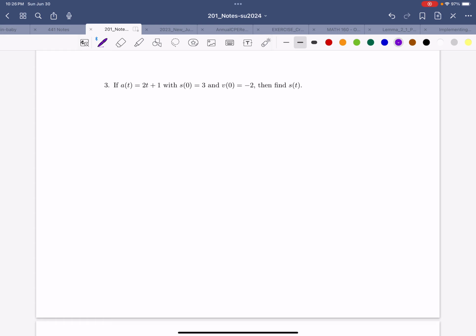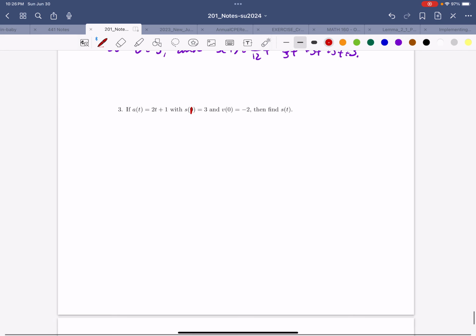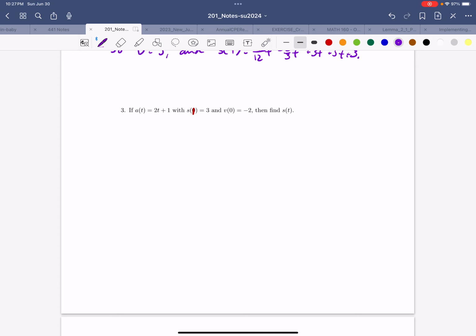All right, similarly, same sort of thing here. Let me change this up a little bit. Instead of s of 0 equals 3, let's do s of 1 equals 3. So anyway, we take the antiderivative. V of t is going to equal t squared plus t plus c. V of 0 equals 0 plus 0 plus c, which equals -2, which implies c equals -2. So v of t equals t squared plus t minus 2.